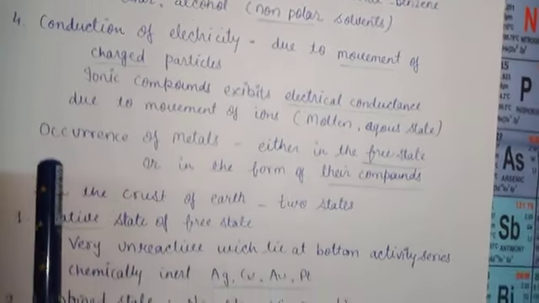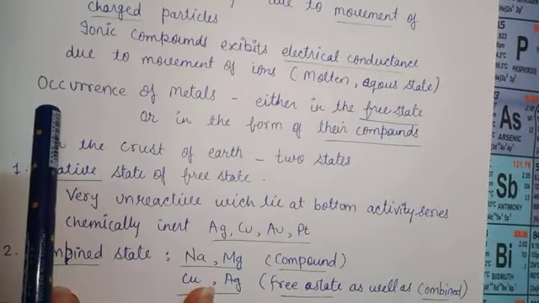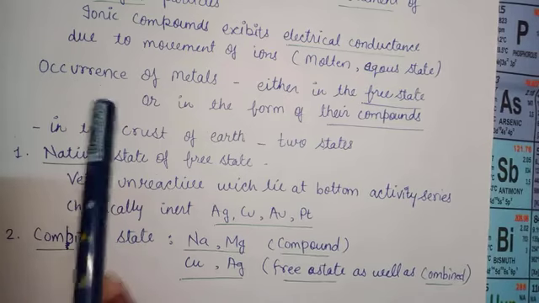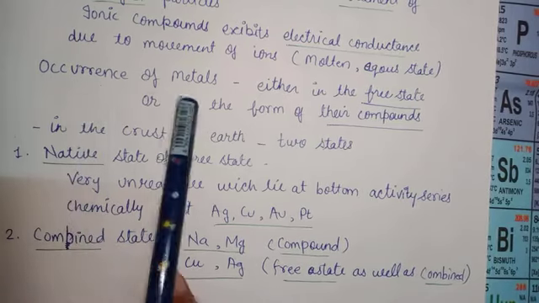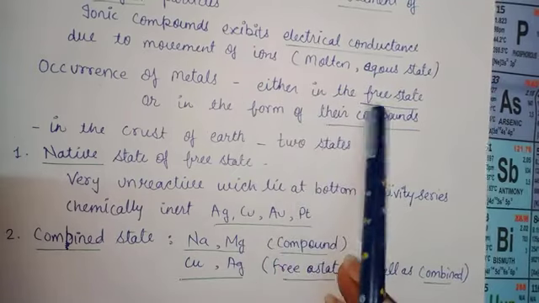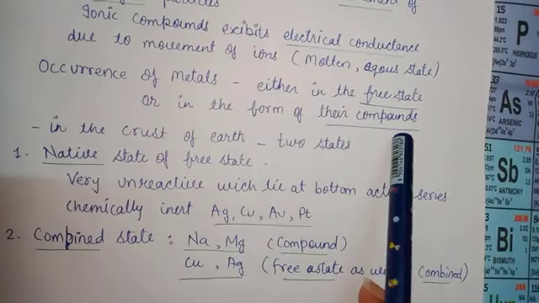Next, we will discuss the very hard part of metals, called occurrence. Some students think that it is very difficult, but it is not. Occurrence of metals: in our earth's crust or in ores, metals are found either in the free state or in the form of compounds.